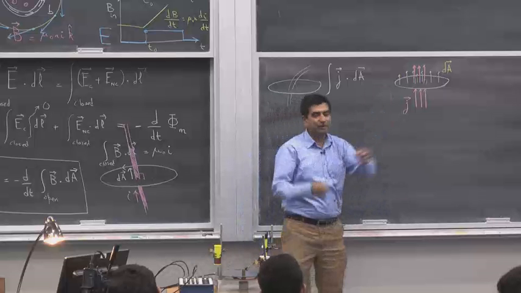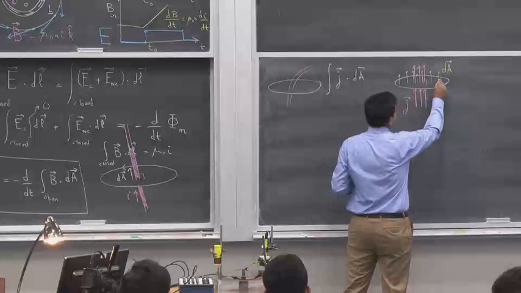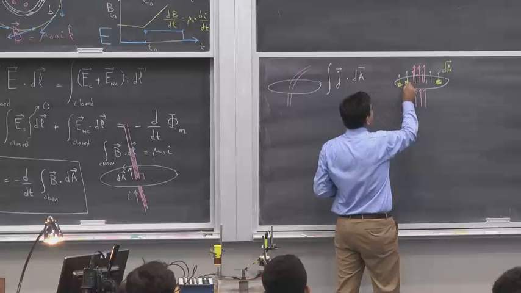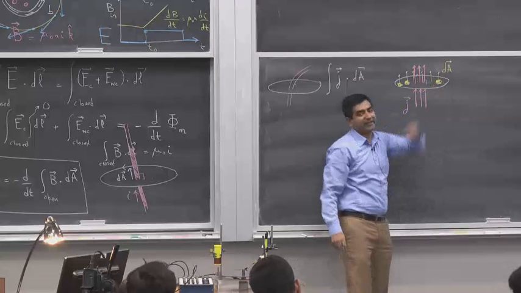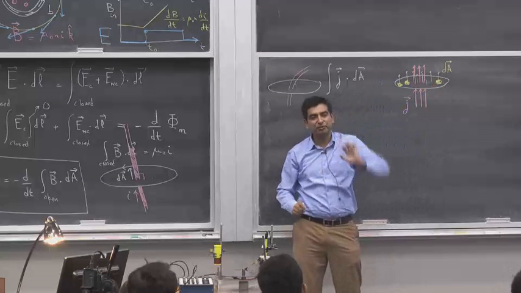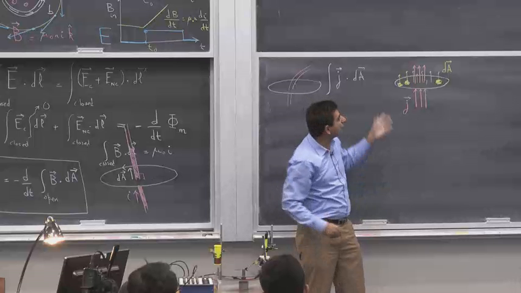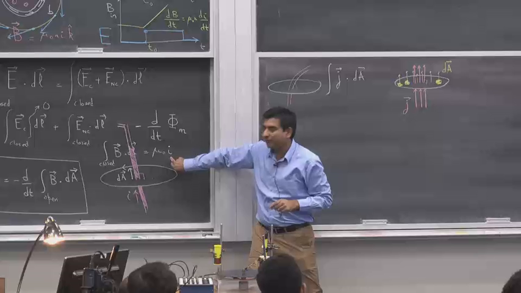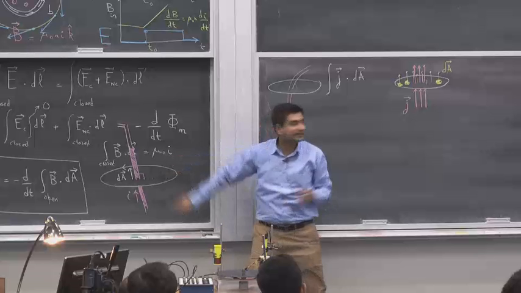So you have a loop and you break that loop into small sections like this. Each small section will have a small area vector dA that is normal to the loop. Now you would like to find the right hand side of Ampere's law, and you would like to find out the current that pierces this area.